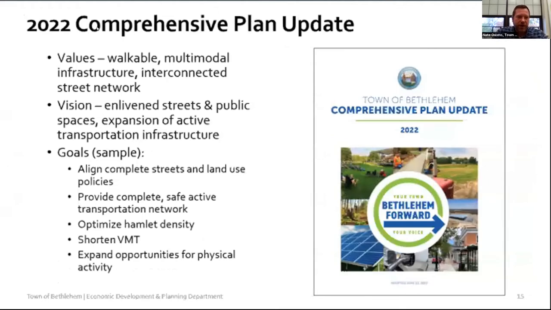So here's an example of that. Our values statements included a walkable town, multimodal infrastructure, an interconnected street network. Our vision included looking towards having enlivened streets and public spaces, expansion of active transportation infrastructure, and then goals in the plan included aligning complete streets and land use policies, providing a complete, safe, active transportation network, and then goals that implicate pedestrian safety as well: optimizing hamlet density, shortening vehicle miles traveled, and expanding opportunities for physical activity.